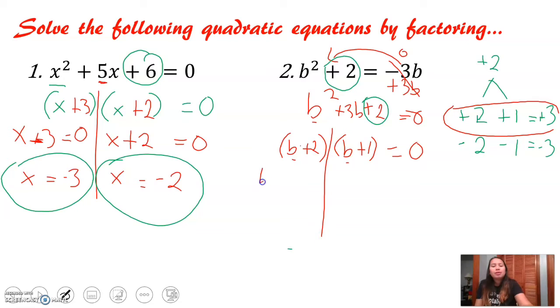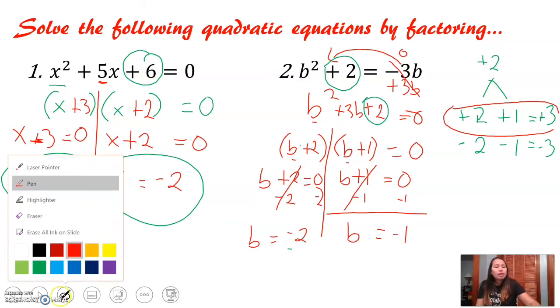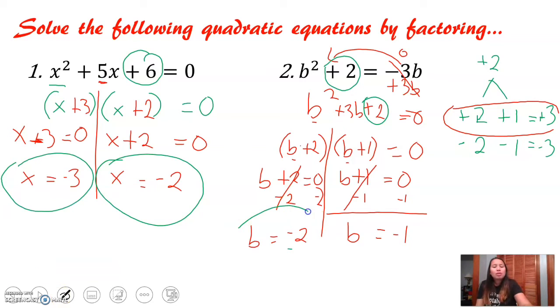Okay, solving for b, we'll just have to equate the factors to 0. That's going to be minus 2, factors cancel, b equals negative 2. This is minus 1, cancel it out, you're left with b equals negative 1. Therefore, the answers for number 2 are negative 2 and negative 1.